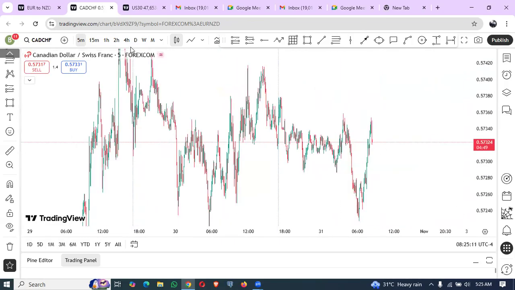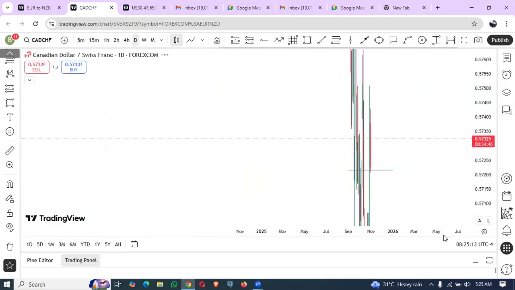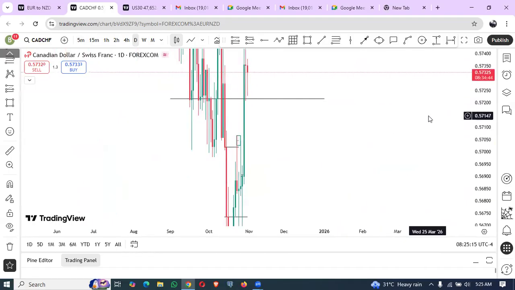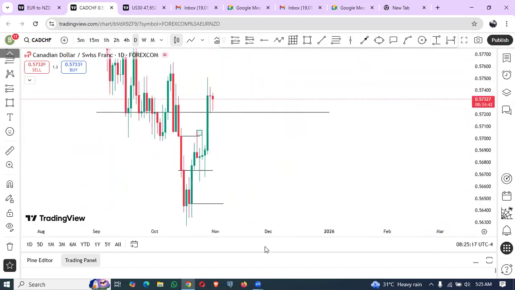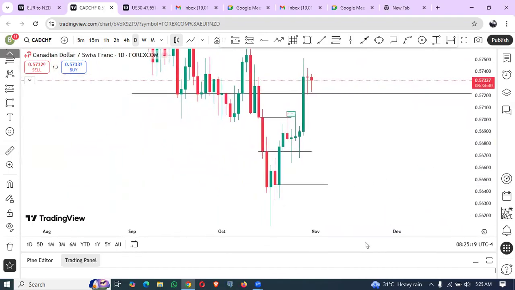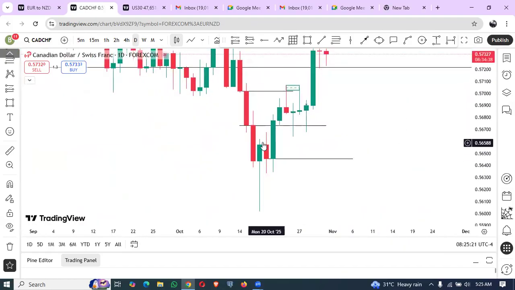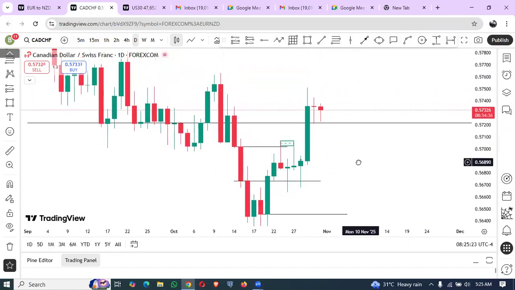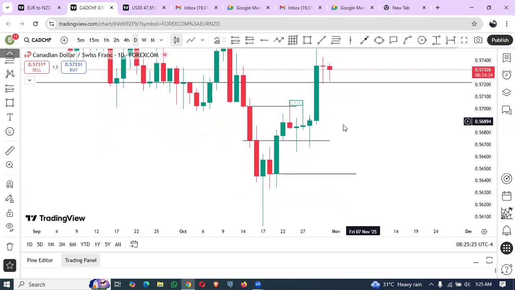CAD/CHF as well. Let's check. Good. The same thing happened here. We need data of a few days, 3 days.